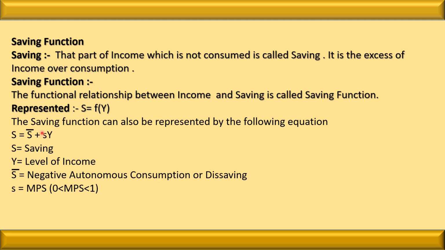Here the small s means what? MPS. It means the fixed percentage of the income which the person has decided to save with the increase in income. So small s means marginal propensity to save, saving with every additional income. Clear? Remember one thing, this small s, the marginal propensity to save, lies between 0 and 1. It means it is greater than 0 but less than 1.